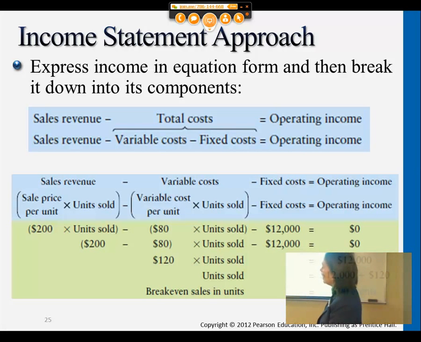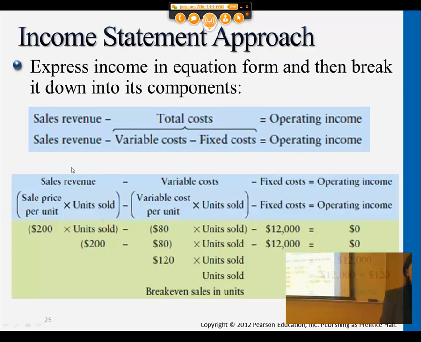We just figured out the equations, right? So my sales revenue minus total cost is my operating income. Now my total cost, we know, has two components, variable and fixed. So now my operating income becomes sales revenue minus variable cost minus fixed cost, still operating income, okay? So let's look in detail. What are we doing here?